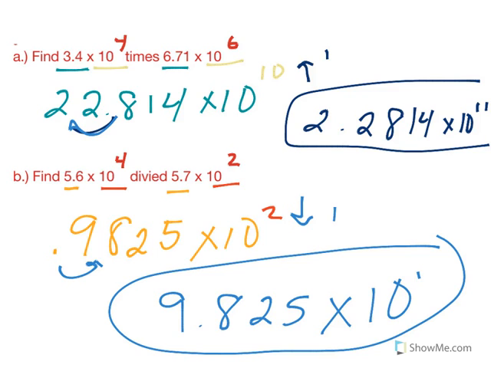And in letter B, when you divide 5.6 by 5.7, you'll get 0.9825, and then times 10 to the second. Because your number is less than 1, you will move it to the right. That moves your exponent down by 1, and you get 9.825 times 10 to the first. And yes, I did round in letter B. That one goes on, I believe, for quite a while, but I was running out of space. So there is your little video on scientific notation.